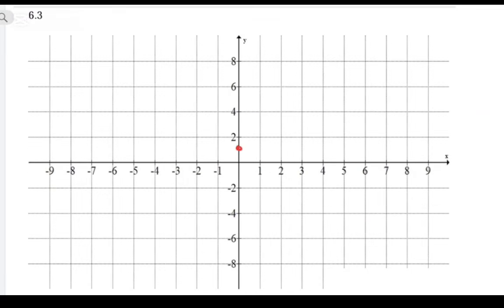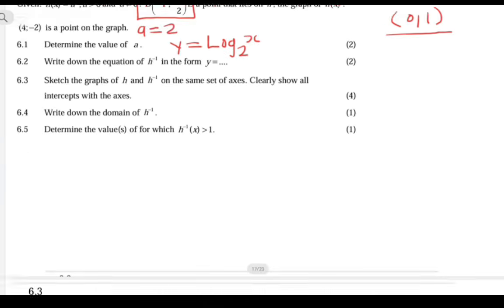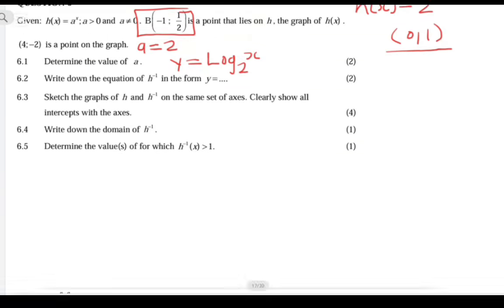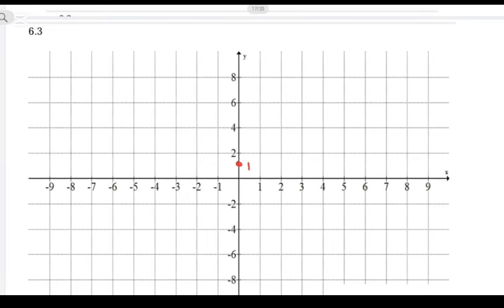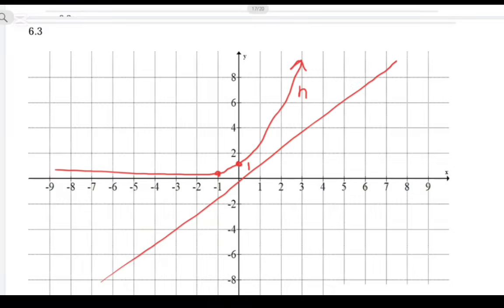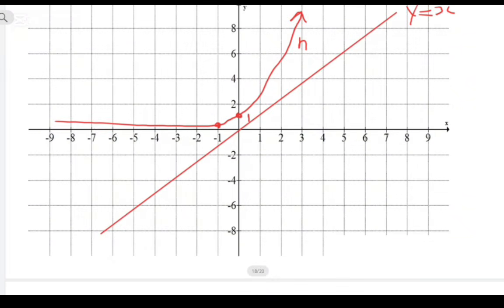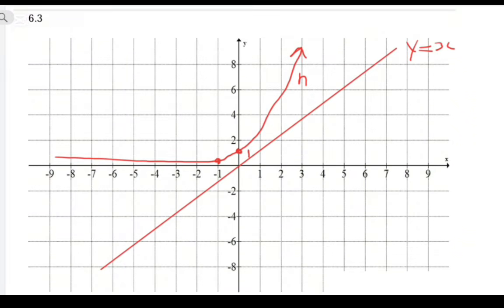So the first point is going to be 1. And then the second one is this one that they've given us. It's negative 1, one half. So negative 1 is here, so half is going to be somewhere here. So this graph is going to go like this, the original one. So this is h actually. Remember, guys, they are reflected in this graph, which is y equals x. This is unnecessary, but you are just drawing it there. So to draw the inverse is very easy. Just going to just reverse.